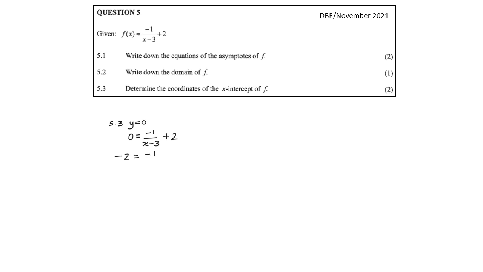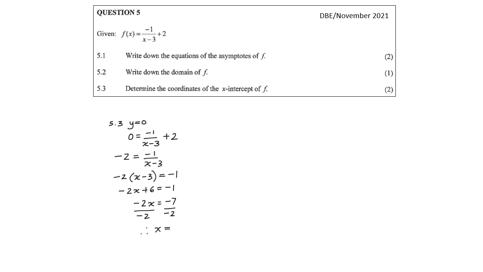You take the positive 2 to the left-hand side and it becomes negative 2. Then you multiply negative 2 by x minus 3. Then you simplify the bracket. It becomes minus 2 times x plus 6 equal to negative 1. You solve the equation and then you get that x is equal to 7 over 2.